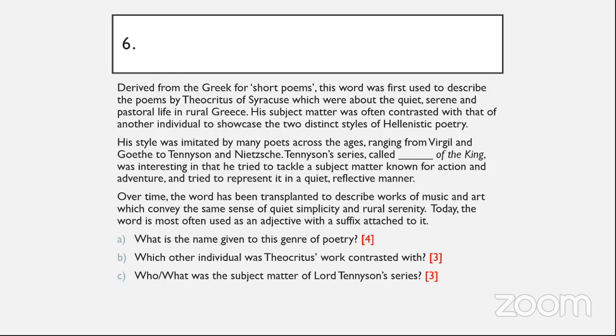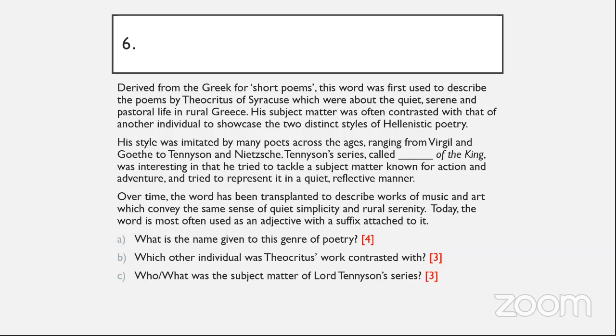So, derived from the Greek for short poems, this word was first used to describe the poems by Theocritus of Syracuse, which were about the quiet, serene, and pastoral life in rural Greece. His subject matter was often contrasted with that of another individual to showcase the two distinct styles of Hellenistic poetry. His style was imitated by many poets across the ages, ranging from Virgil and Goethe to Tennyson and Nietzsche.